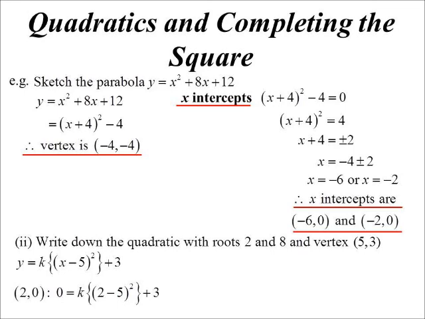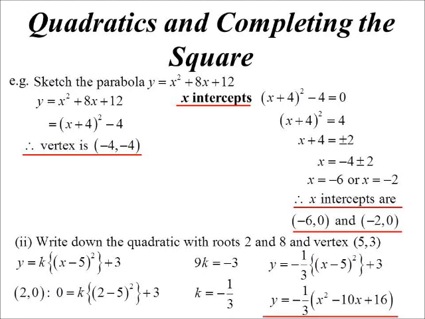Because 2 minus 5 is negative 3. Square it, you get 9. So 9k is equal to 3. So there's our answer that we got before of k is negative 1/3. So there's our equation in that completing the square form. If I was to expand the whole thing out, you'll see we do get the same answer as before. That's the completing the square idea.